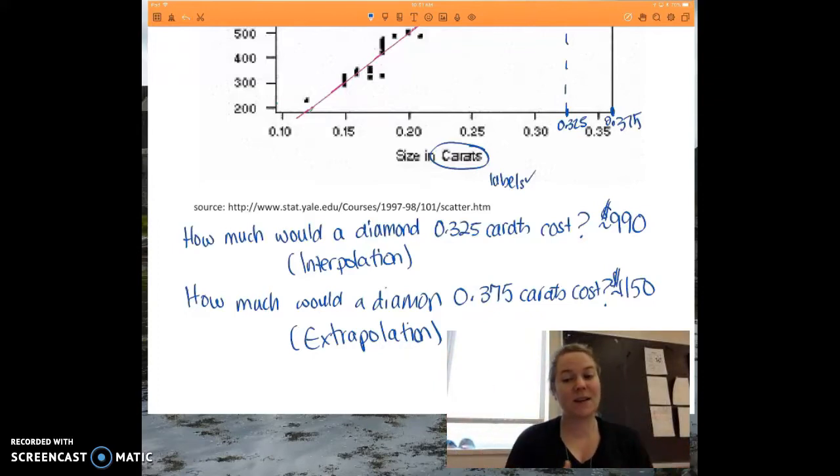And so that's what a line of best fit can be used for. That's what we will be using it for in class. And that is how you create one.